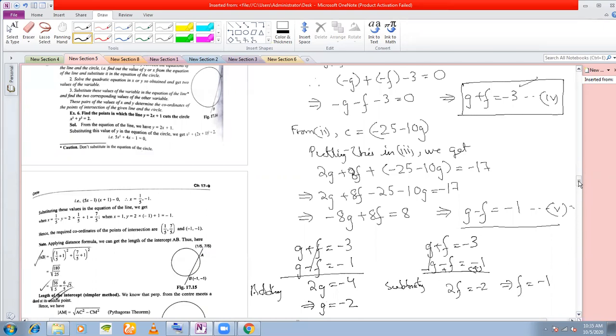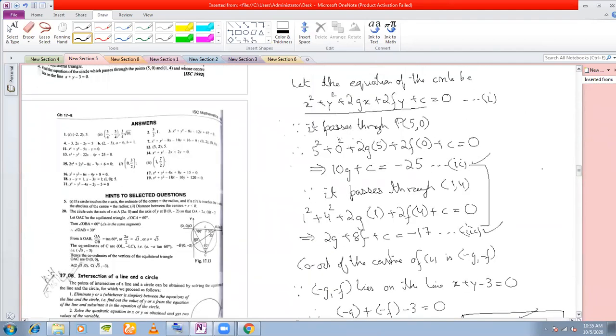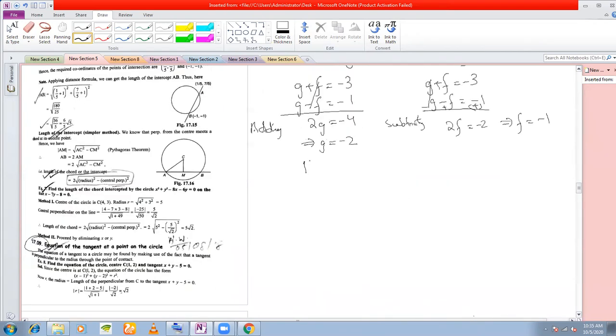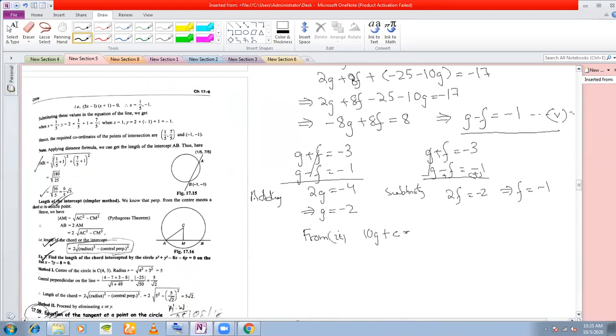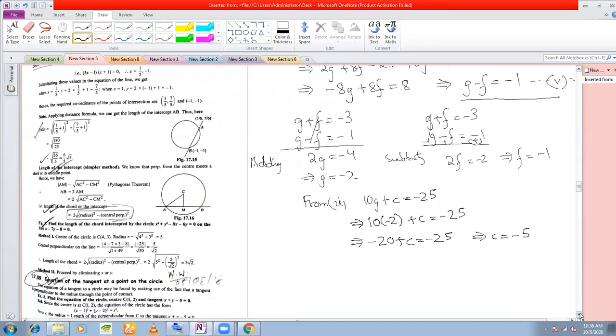How do you find out the value of c? You can find it from 2 only. From 2, 10g plus c is equal to minus 25. That means put the value of g here. g here is minus 2, so minus 20 plus c is equal to minus 25. That means c is equal to minus 5. So you get g, f and c.